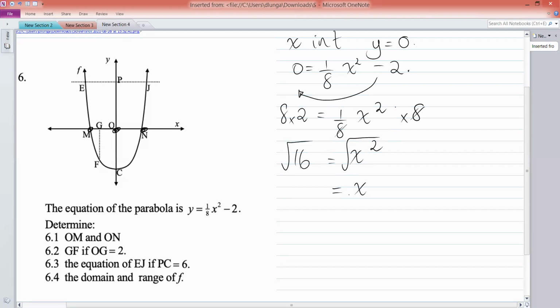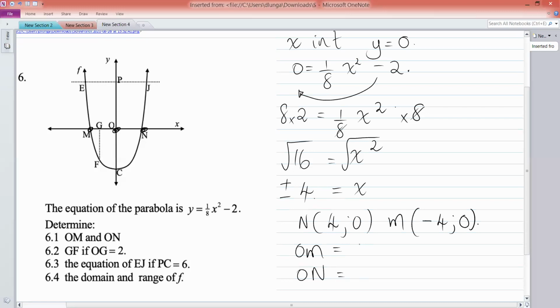But what happens when you take the square root of a number? You get a positive value and a negative value. So the coordinate at N is 4 and 0. The coordinate at M is -4 and 0. What are the two distances from O to M, then O to N? O to M, the distance is 4 units, as well as the distance from O to N. Distance is always positive, right?